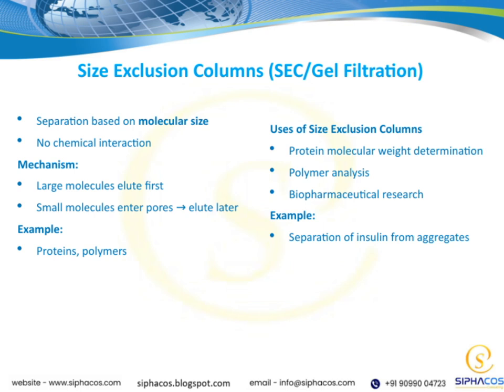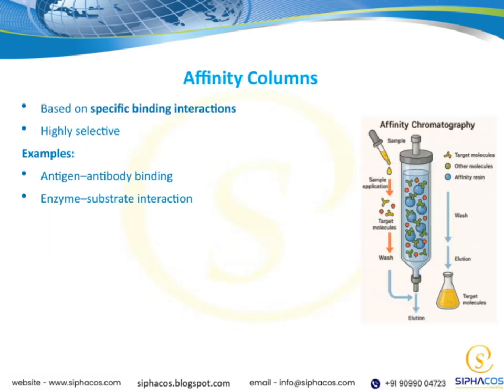Let's take a closer look at affinity columns. These columns are based on specific binding interactions, which means they rely on highly selective processes. The key idea here is that the interactions are very specific, allowing us to target particular molecules with precision. For example, one common interaction is between an antigen and an antibody. This binding is highly selective, making it perfect for isolating or detecting specific proteins.